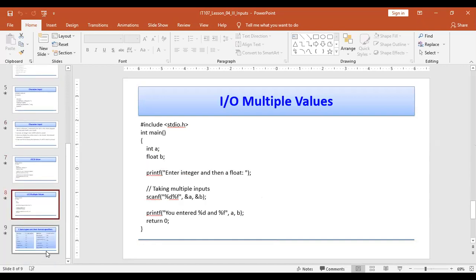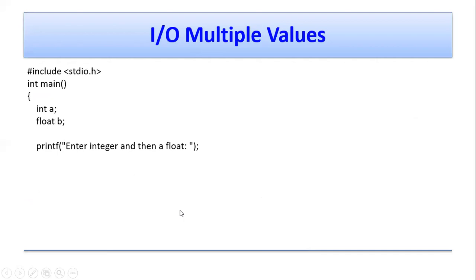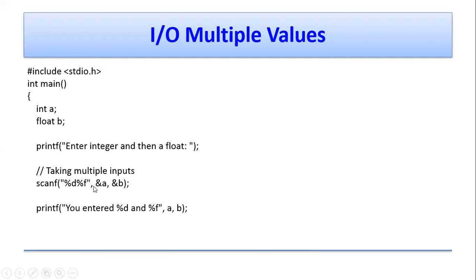Okay, then you can take multiple values. If you want, you can take the character. If you want, you can take the floating point. You can take both inputs at once, say enter an integer and then a float. So here you can take two or more inputs by using the relevant format. You have to use the relevant format, that's all.